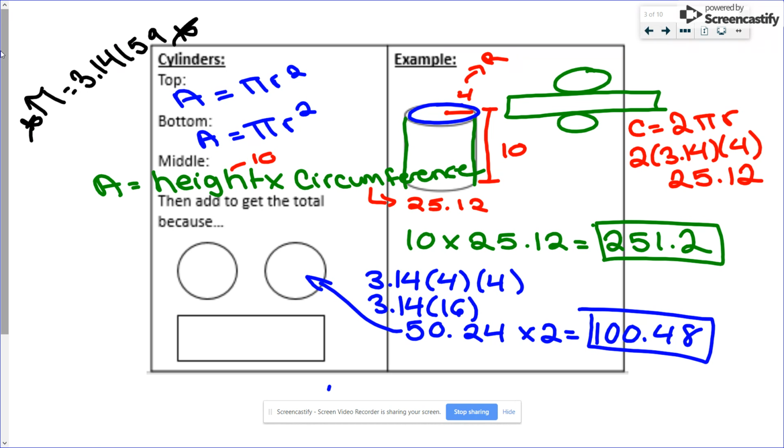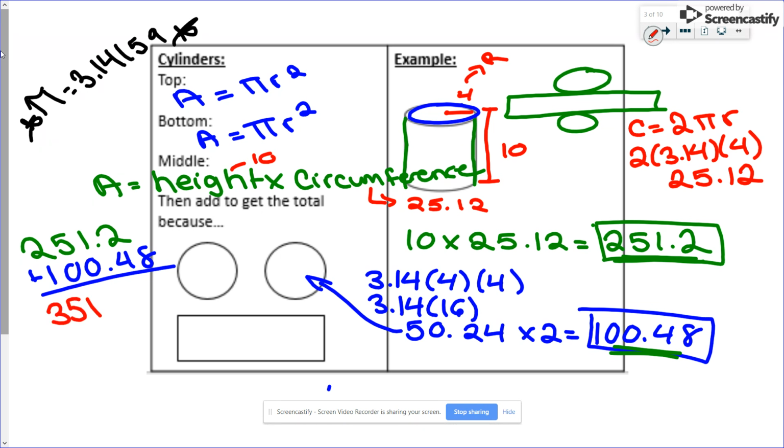So our last step, we have to add our area for this rectangle, for the middle, and the area for our 2 bases. So we have 251.2 plus 100.48 for a grand total of 351.68.